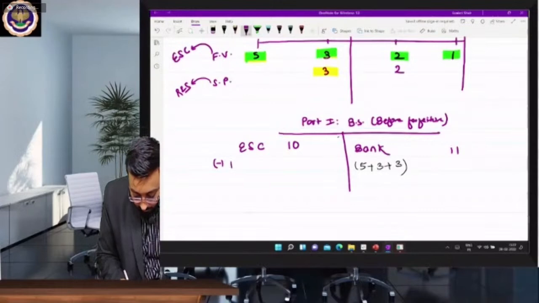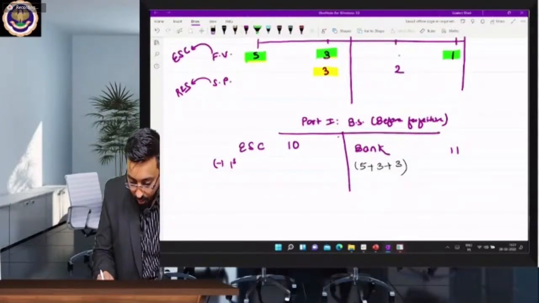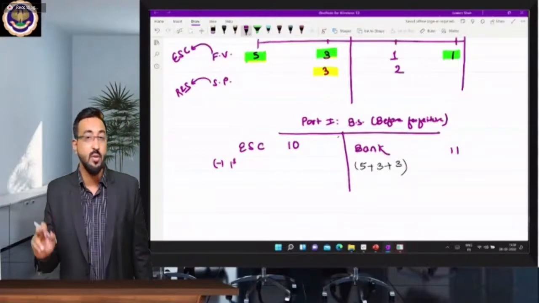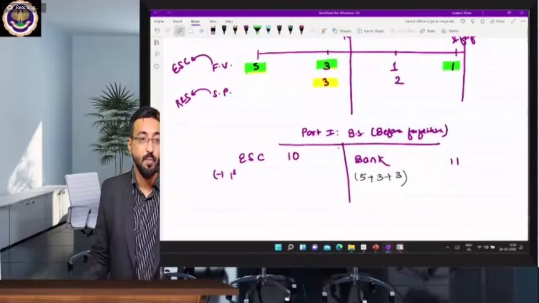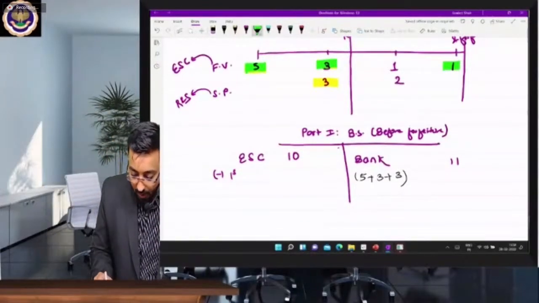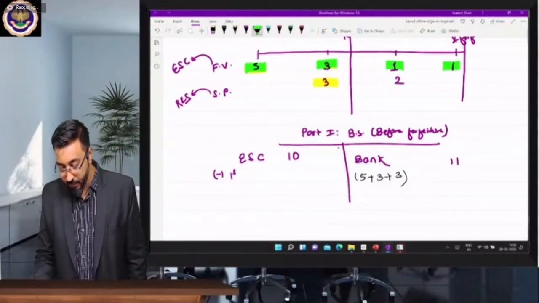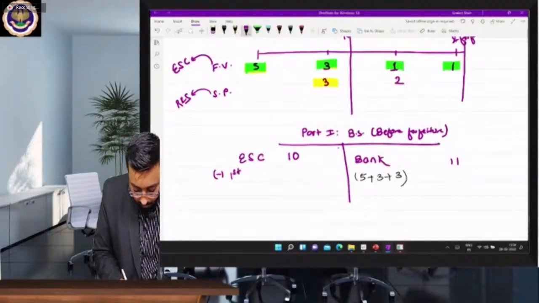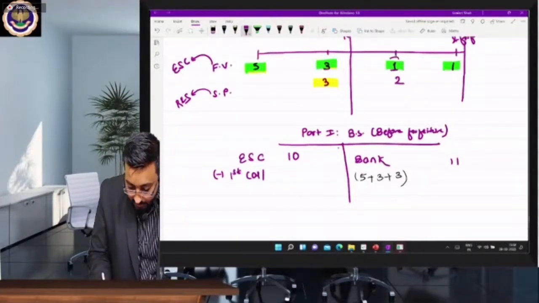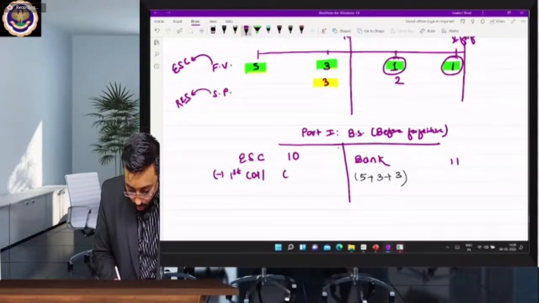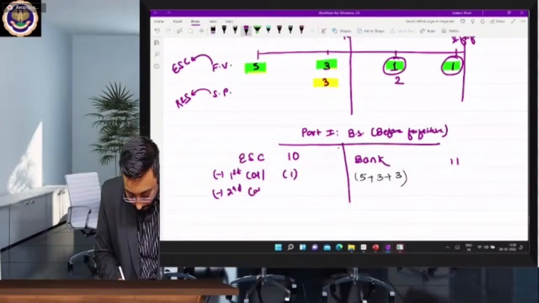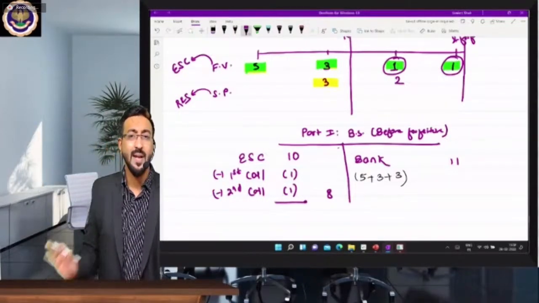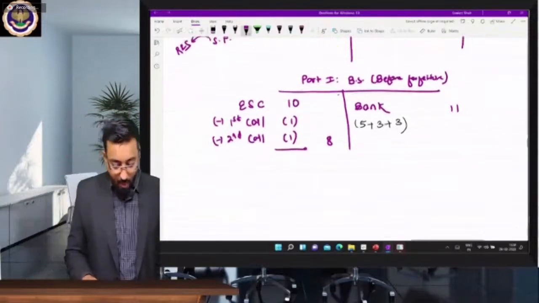Sorry, I will mark it as 1-1. 10 rupees is the maximum limit, so please change first call to 1 rupee. Otherwise your equation won't tally. So I called up 5 plus 3 plus 1 plus 1, which is 10 rupees. Out of that, first call is 1 and second call is 1, so minus second call 1. So paid up equity share capital is 8. Call scenarios are not open in my example. If I open call scenarios, it will be 2 rupees.